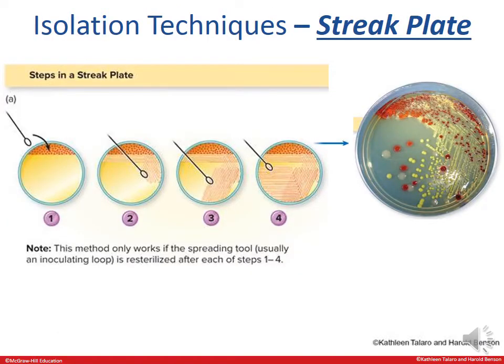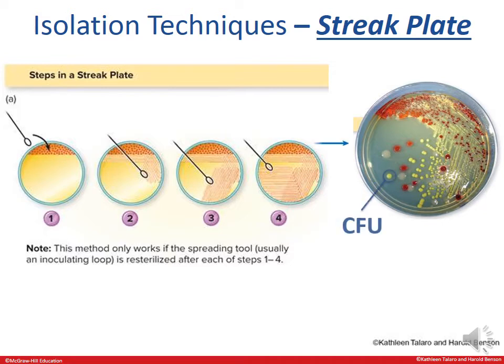And so in order to isolate, we have to use special techniques. The most common one is called the streak plate. So what's going on here is they take the initial sample and they spread it across just a small portion of the plate. They re-sterilize their loop, and then they come back to that plate and drag a little bit from that originally inoculated area and spread it out over the next area. They re-sterilize their loop, and they keep doing that over and over until they've covered the whole plate.